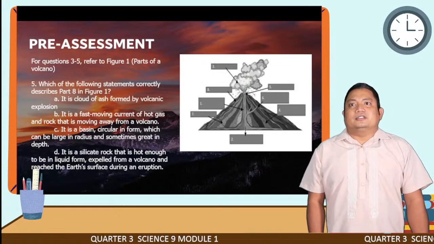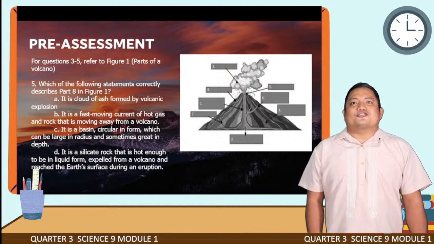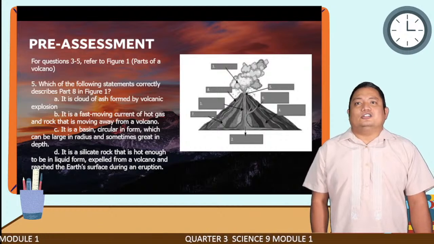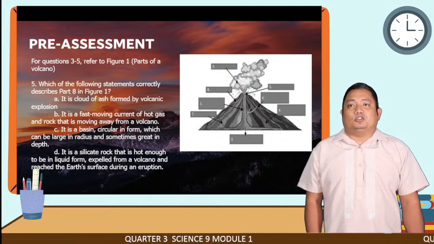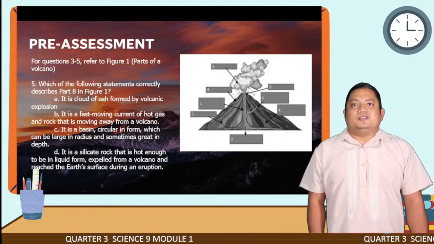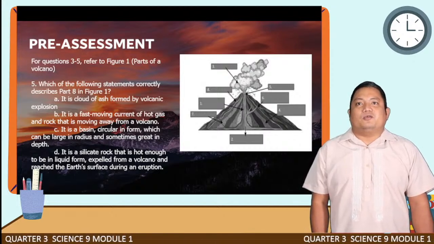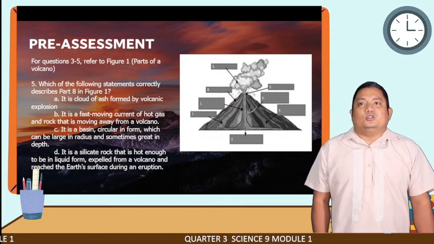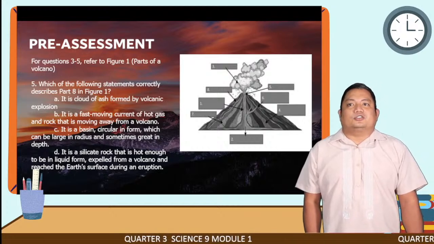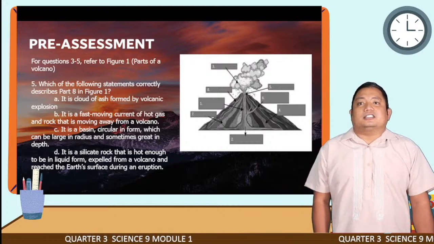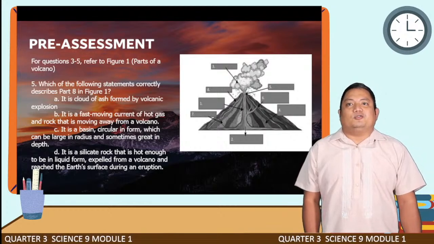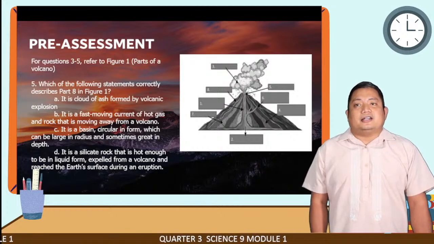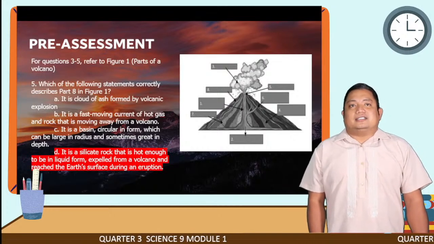Number 5. Which of the following statements correctly describes part A in Figure 1? A, it is a cloud of ash formed by volcanic explosion. Letter B, it is a fast-moving current of hot gas and rock that is moving away from a volcano. Letter C, it is a basin, circular in form, which can be large in radius and sometimes great in depth. Or letter D, it is a silicate rock that is hot enough to be in liquid form, expelled from a volcano and reaching the Earth's surface during an eruption. Your answer? Very good, it is letter D.